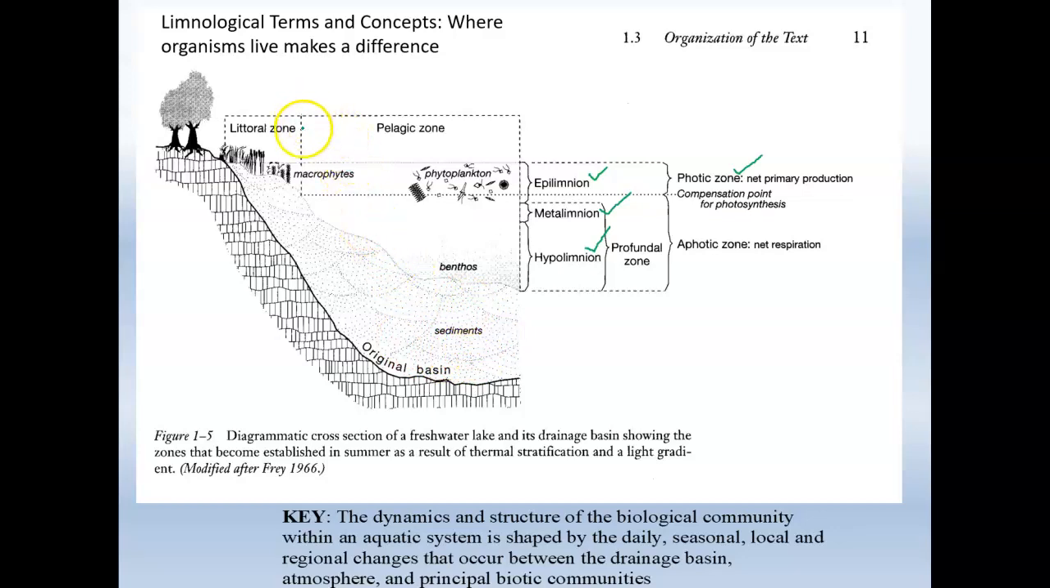And then this area near the lake shore where you have aquatic plants, macrophytes that are rooted in the bottom, either submerged or growing up through the water surface right up to the edge of the lake. That's called the littoral zone.